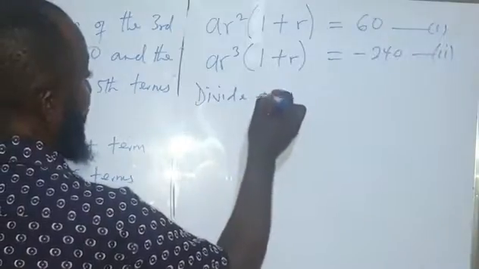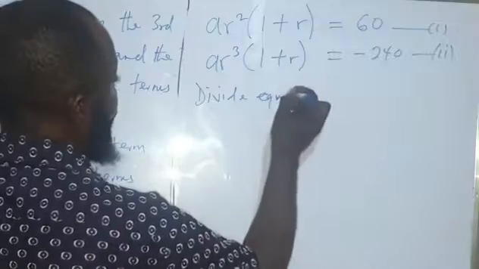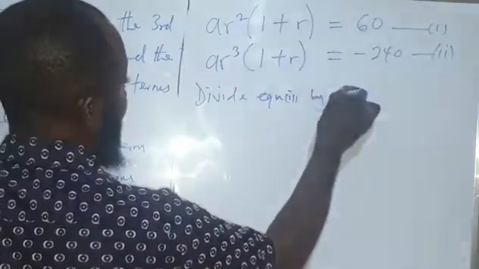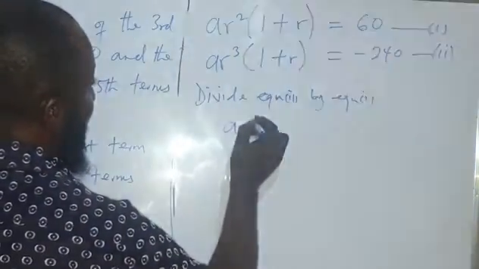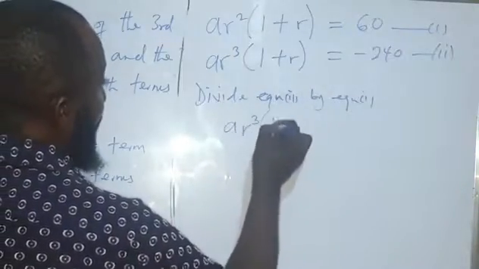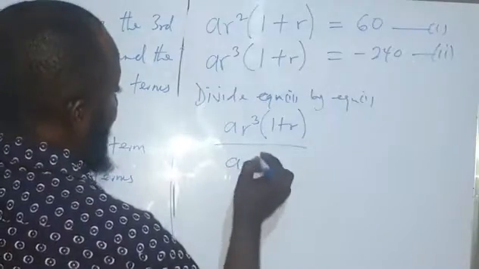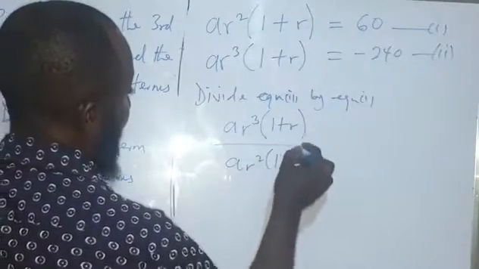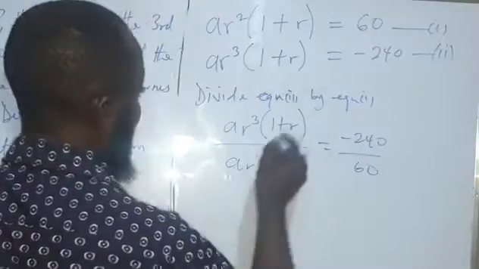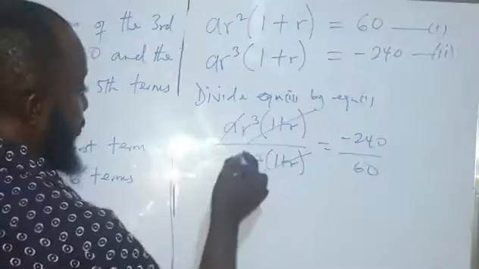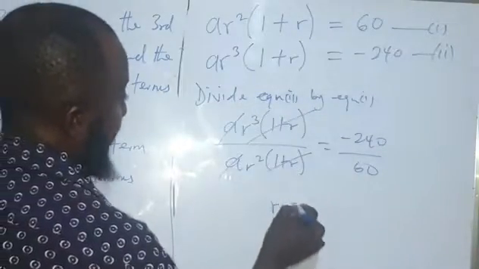Divide equation 2 by equation 1. So that means we're going to have AR cubed into 1 plus R divided by AR squared into 1 plus R equals minus 240 divided by 60. So this will cancel this, A cancels A. So R squared, R cubed minus this will remain, R equals to what?